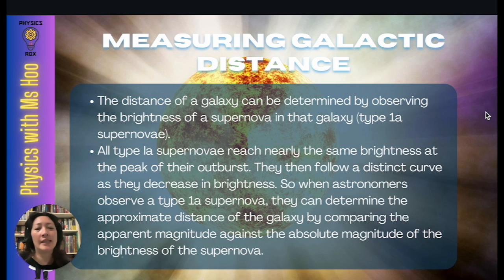They then follow a distinct curve as they decrease in brightness, so when astronomers observe a type 1a supernova, they can determine the approximate distance of the galaxy by comparing the apparent magnitude against the absolute magnitude of the brightness of that supernova. So for Physics IGCSE, we don't need to be able to actually calculate that distance, we just need to know how we can measure and calculate that distance.